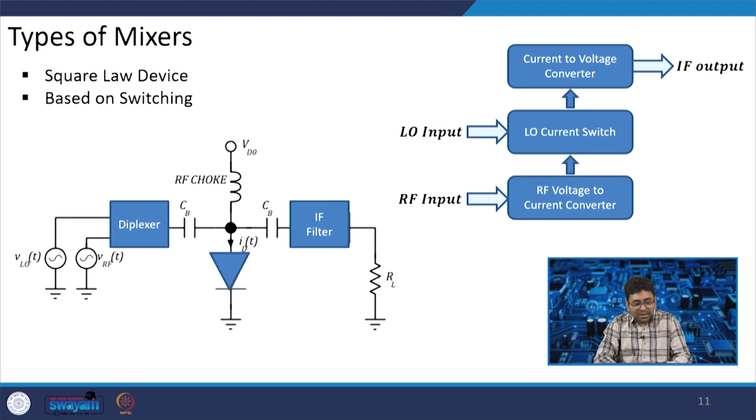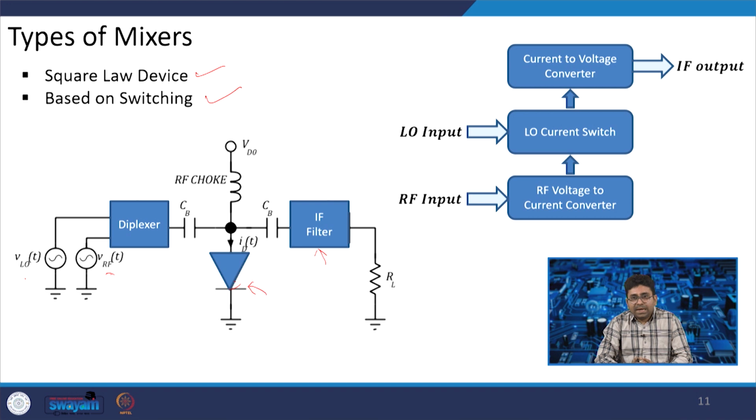So, types of mixer, if we summarize, are based on a square law device and based on switching. We can also use a diode. If you use a diplexer to combine VRF(t) and VLO(t) and give it to the diode, and then consider only the down converted omega RF minus omega LO, which is done using an IF filter, you will get the final output.